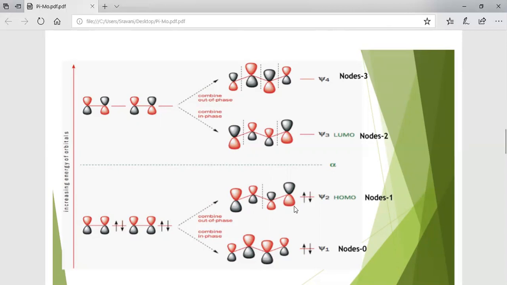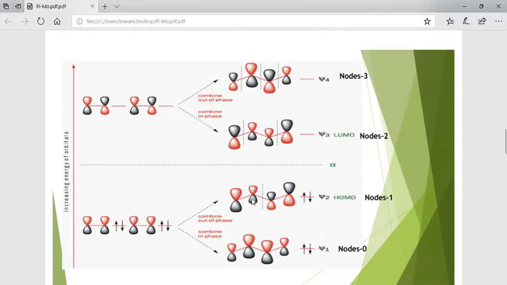Coming to the Xi2 energy level, here the number of nodes is equal to 1. Here I introduced the node in this position. When we observe the lobes of C1 and C2, both are aligned in the same manner. This lobe is positive and this lobe is also positive, and this lobe is negative and this one is also negative. So C1 and C2 show bonding interactions.